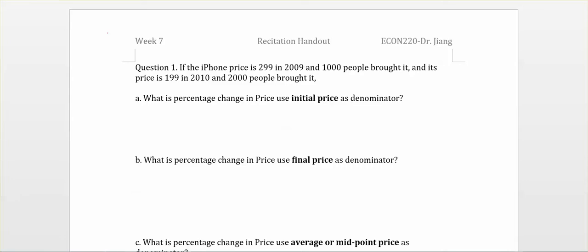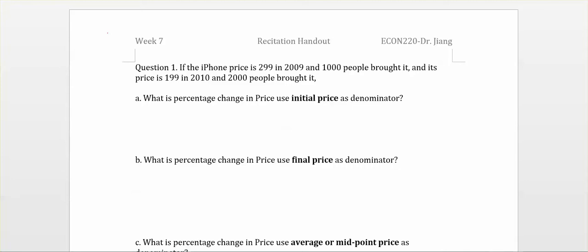So question 1: if the iPhone price is $299 in 2009 and 1,000 people bought it, and its price is $199 in 2010 and 2,000 people bought it. The first question asks, what is the percentage change in price? Use initial price as denominator.